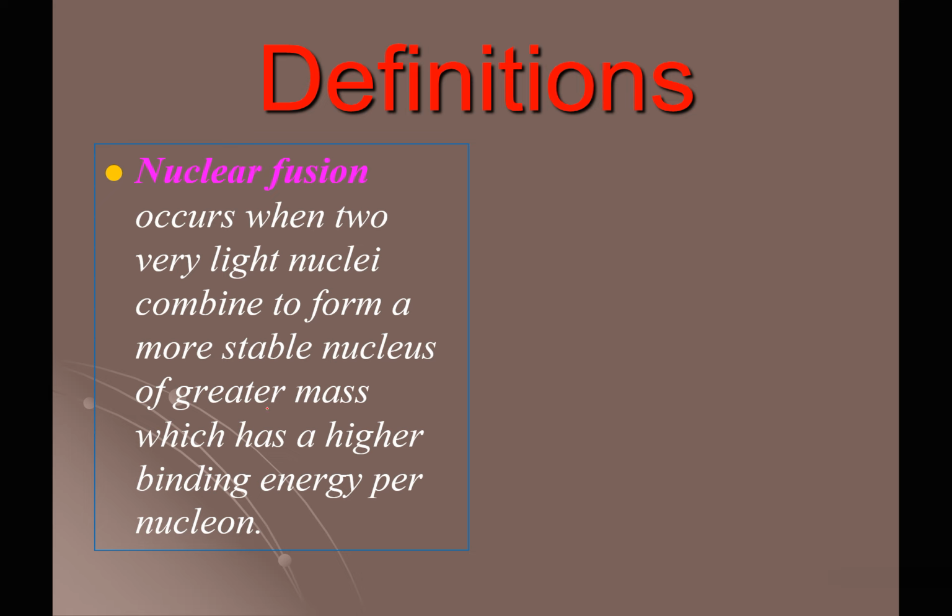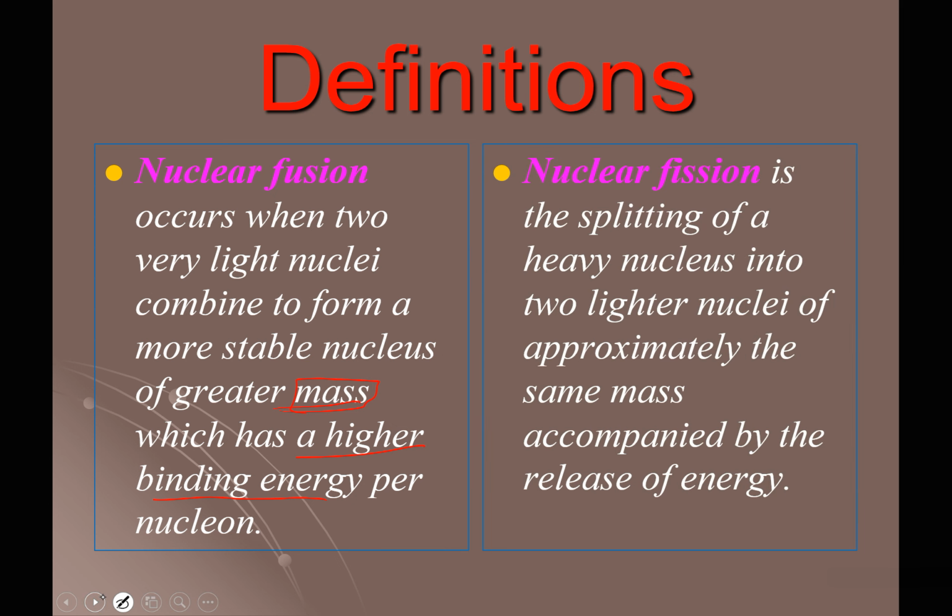Now, many times we shall confuse this. I would prefer to use a greater nucleon number. But what is important is that when the two very light nuclei combine, they will form a more stable nucleus, which has a higher binding energy per nucleon. On the other hand, nuclear fission is the splitting of a heavy nucleus into two lighter nuclei of approximately the same mass. They will be almost the same mass. And this is accompanied by the release of energy.